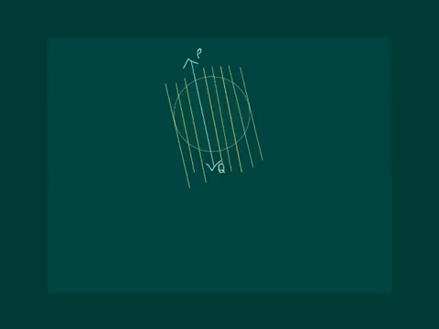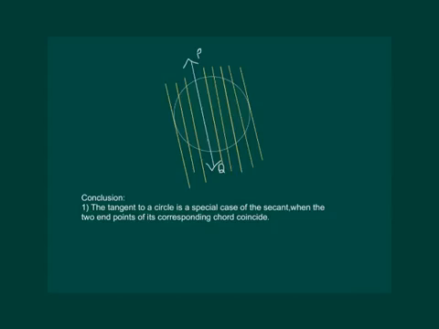And in one case, the distance between 2 points becomes 0 on one side of the secant, and another case it becomes 0 on the other side of the secant. In other words, these two are tangent to the circle parallel to the given secant PQ. Hence we come to the conclusion that the tangent to a circle is a special case of the secant when the two endpoints of its corresponding chord coincide.